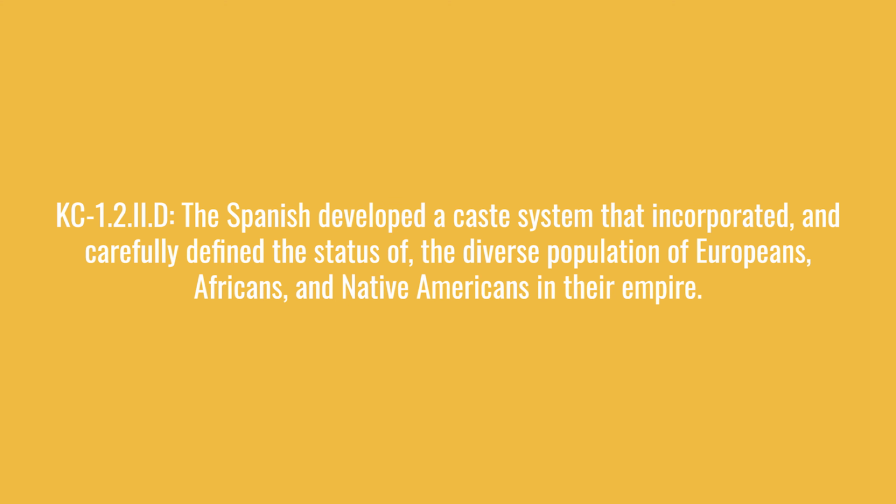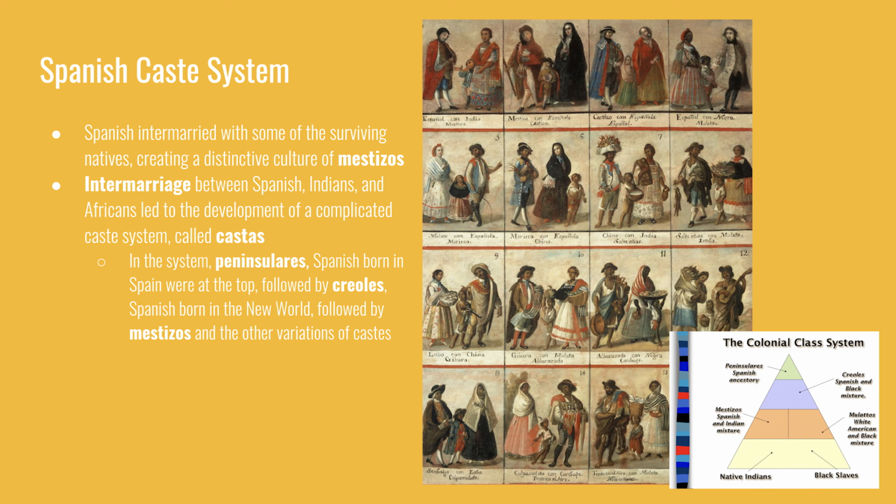Other social structures that we saw was the development of a caste system. The Spanish developed a caste system that incorporated and carefully defined the status of the diverse populations of Europeans, Africans, and Native Americans in their empire. Because most Spanish conquerors and explorers came in male-dominated groups and some had the hopes of getting land in the New World and staying there indefinitely, they began to intermarry with native populations.